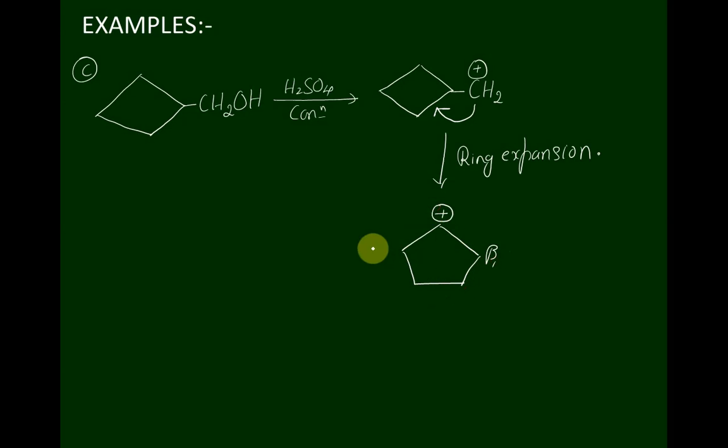So it also contains 2 beta carbon atoms, and both the beta carbon atoms contain an equal number of hydrogen atoms. Therefore, here H plus ion is added from the sulfuric acid to the alcohol. Here we are removing the H plus ion. That's all. So sulfuric acid acts as a catalyst as well as a dehydrating agent to form the respective alkenes. Note it down.